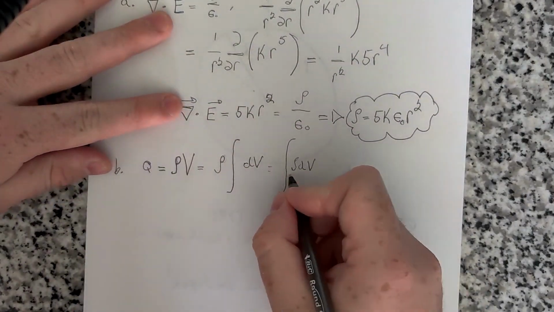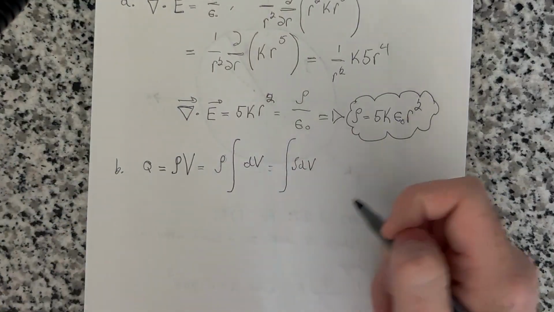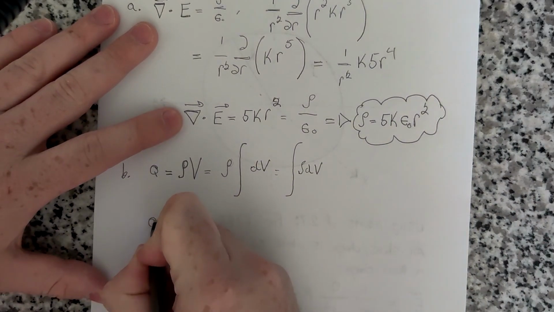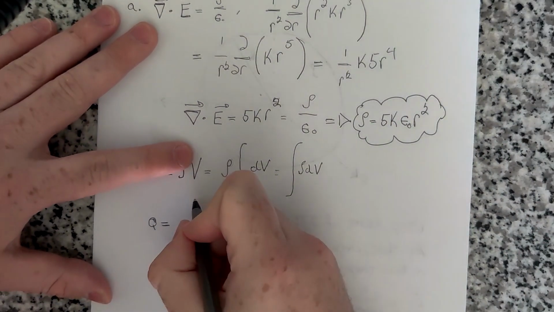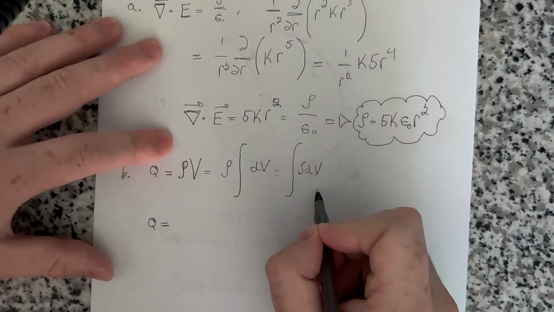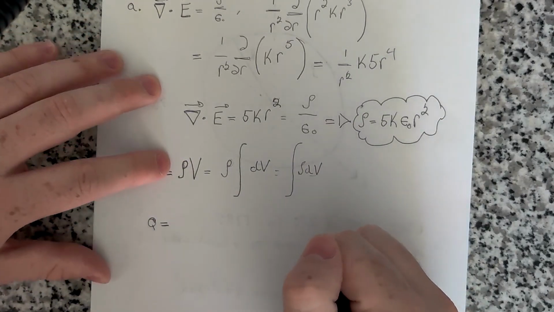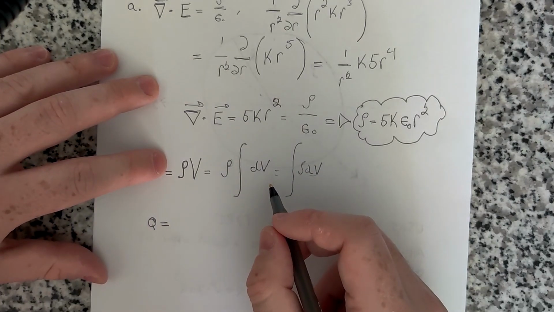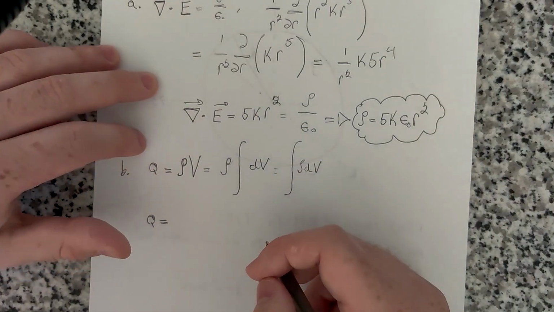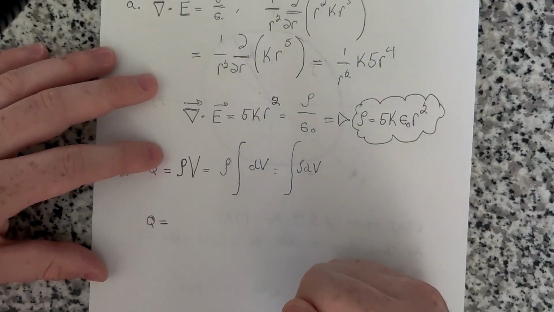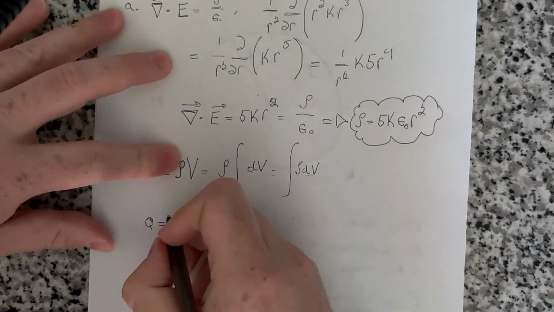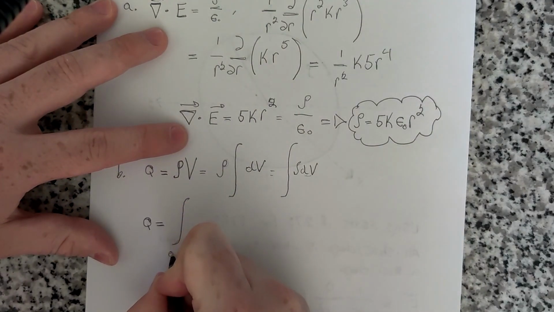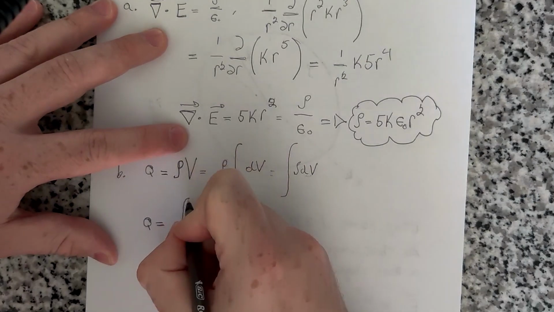All right, so let's go ahead and do that. This is going to be a triple integral in spherical coordinates. So we have our total charge Q equal to, where dV is a differential volume in spherical coordinates, which is given by r squared sine theta dr d theta d phi. So let's go ahead and write out the phi integral. We have the integral from phi running from 0 to 2 pi.